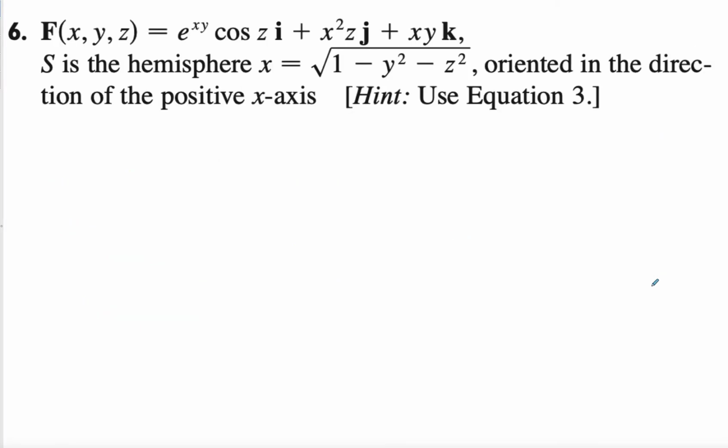Number 6. So same deal here. In this case, S is a hemisphere. So what we end up getting is the boundary would have been when x equals 0. When x equals 0, you get to see that this one now becomes y squared plus z squared is equal to 1. Unit circle. That's what we end up getting.